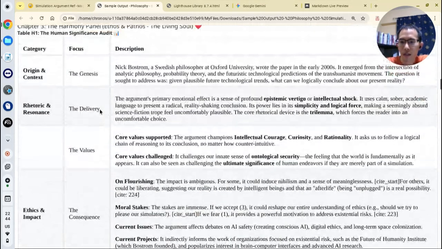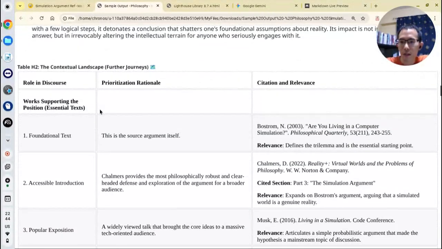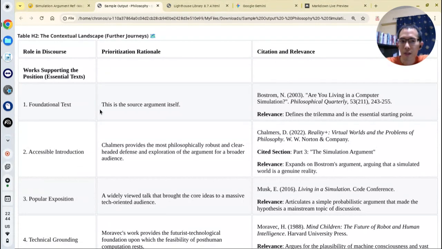It then tells you where the argument is situated in terms of its relation to other books. So some of these sources are fictional, some of these sources are real. Most of these sources are actually real.